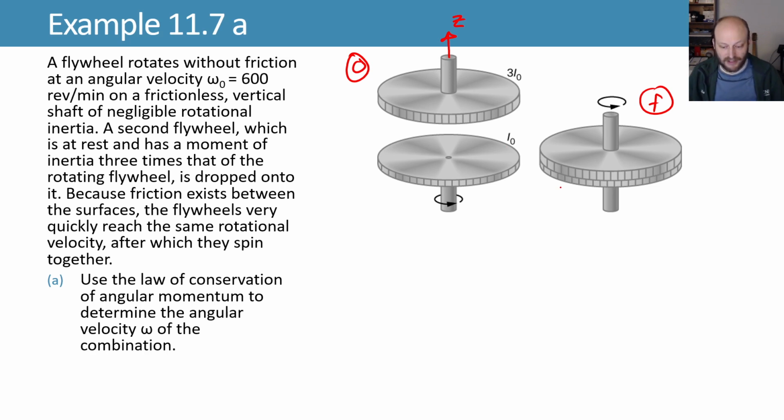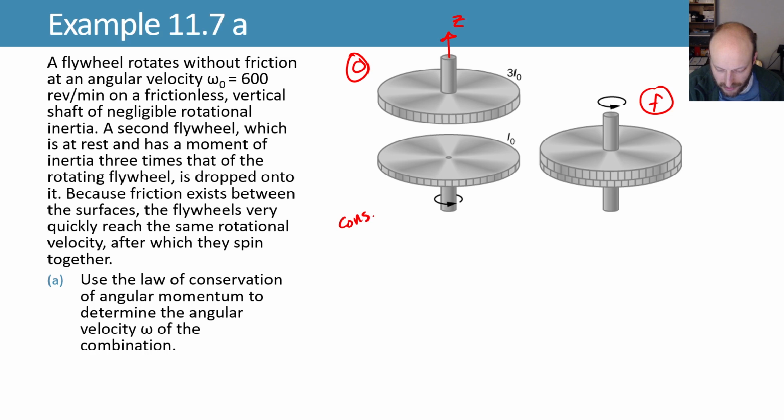So we have energy dissipated due to the friction between these two things. And then at the end, they have the same spin as they come into contact and end up with the same angular velocity at the end. We want to know what's the angular velocity of the combination. Let's see if we can do this.